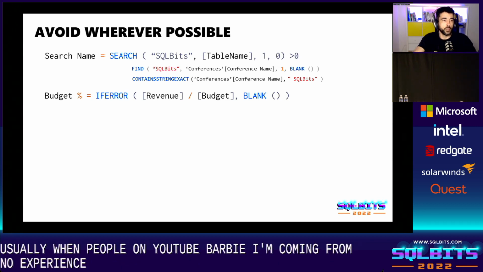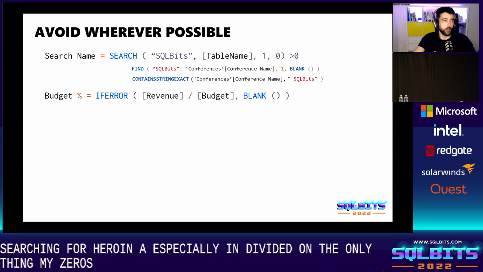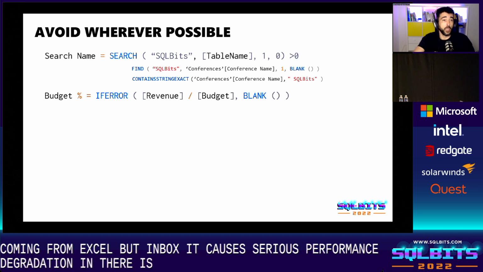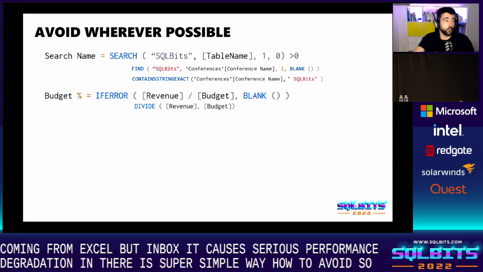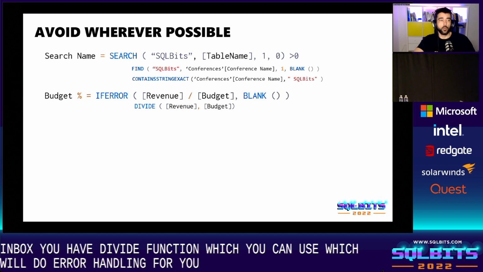they're used to something like this. So searching for error, especially in dividing, omitting my zeros and omitting my errors when I get divided by 0. So it seems rather okay if you are coming from Excel, but in DAX it causes serious performance degradation. And there is a super simple way how to avoid it. So in DAX, you have the divide function, which you can use, which will do error handling for you, and which will pretty much give you back the same result.